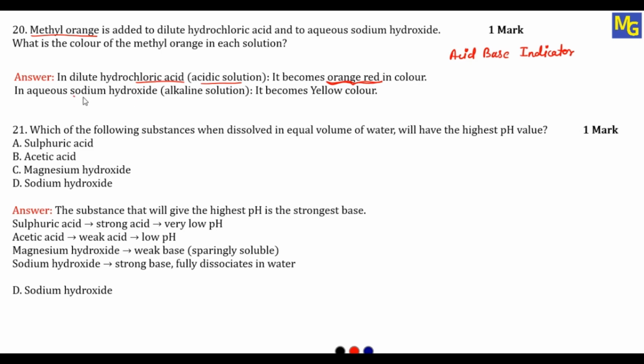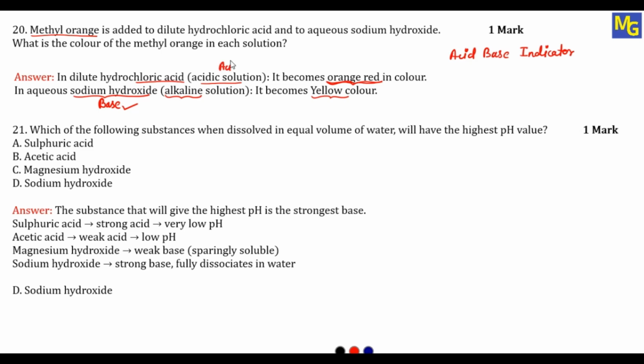But when it is added in base, sodium hydroxide, which is a basic solution, also called an alkaline solution, it changes its color to yellow. The whole solution will get yellow color. So if your solution is getting yellow by adding methyl orange indicator, then the solution is base. If your solution is giving orange red color, a little bit of change in the color when methyl orange is added, then the solution is acid.